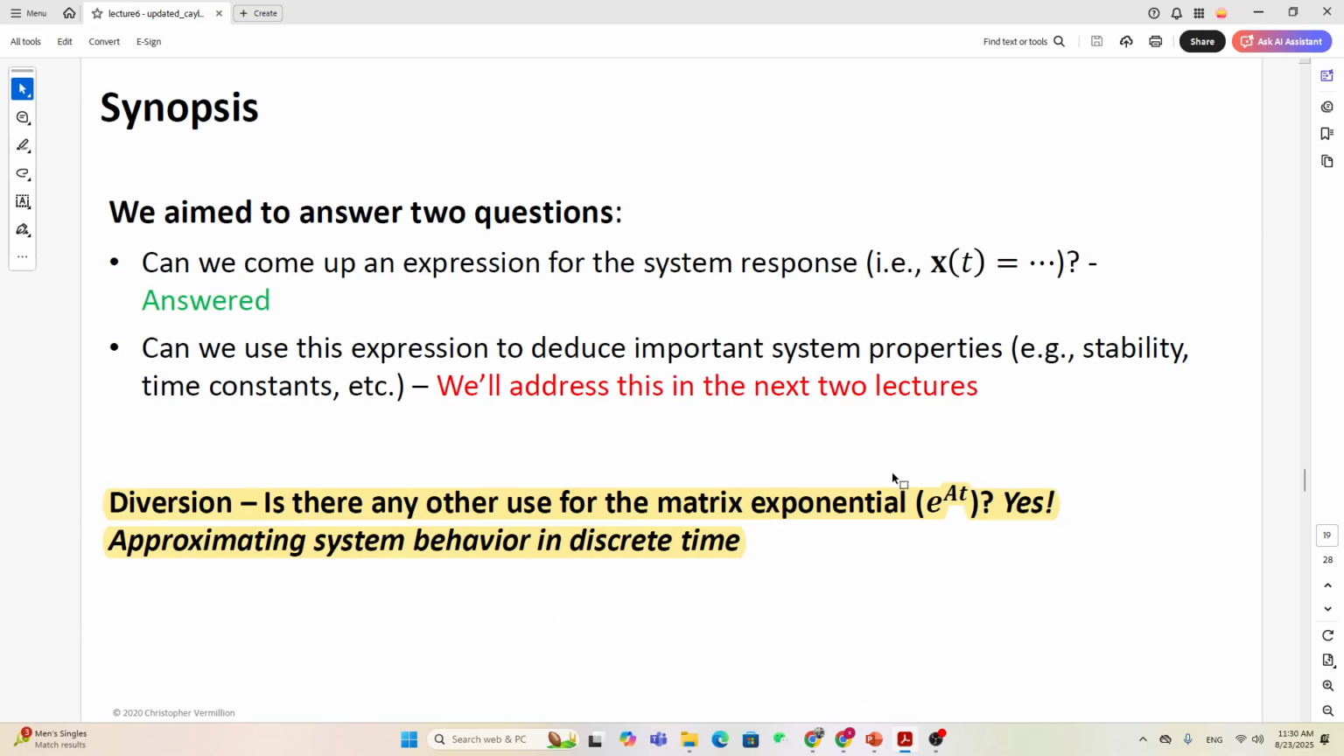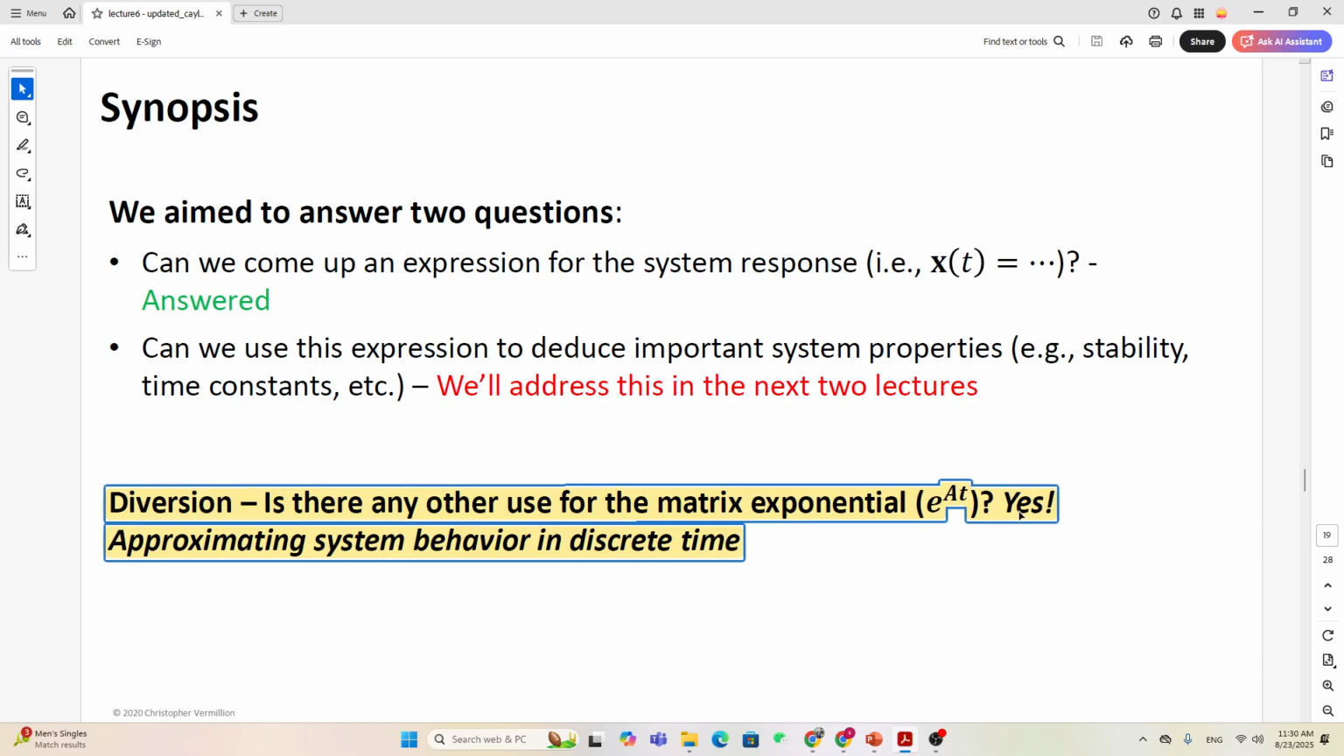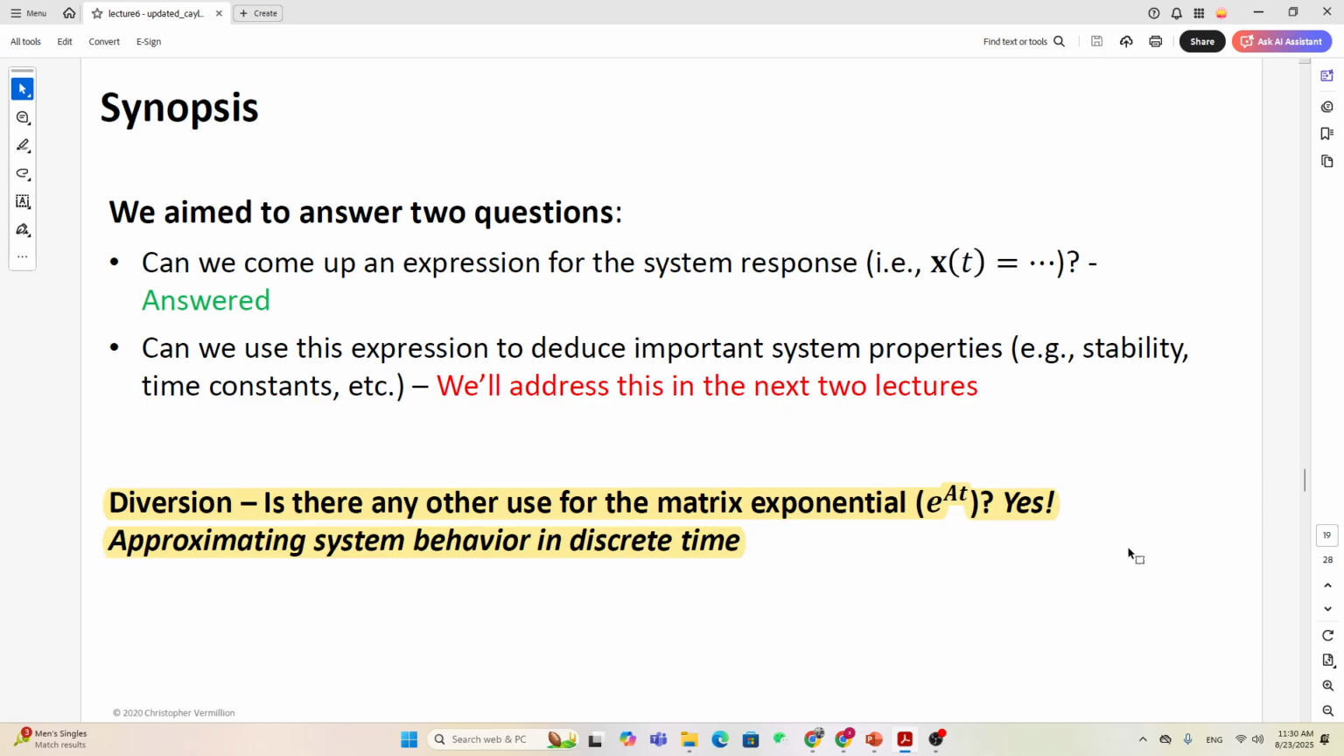Okay, so let's summarize. Right now, we have come up with an expression for the system response for x of t, as we just derived: free response plus forced response. And we can use this expression to deduce important system properties such as stability and time constants, which we will address in the next 2 lectures.